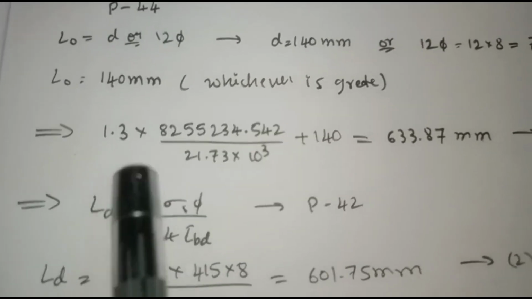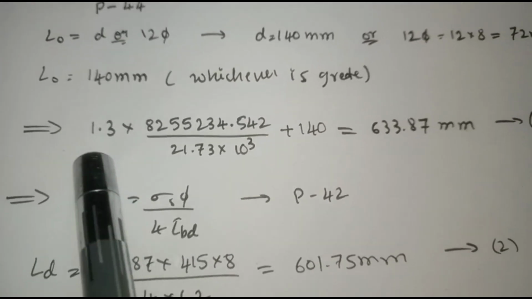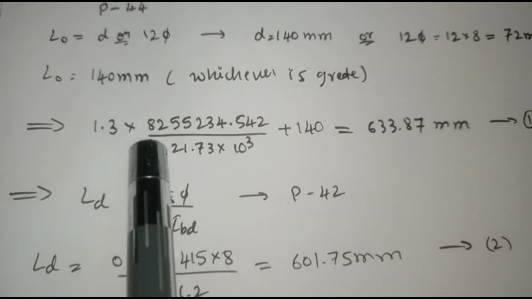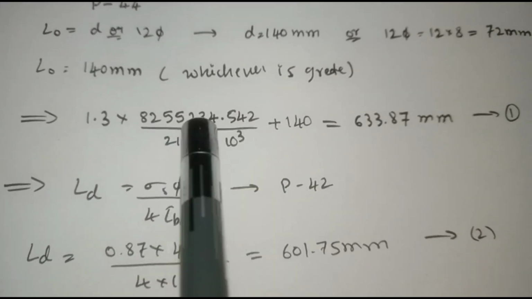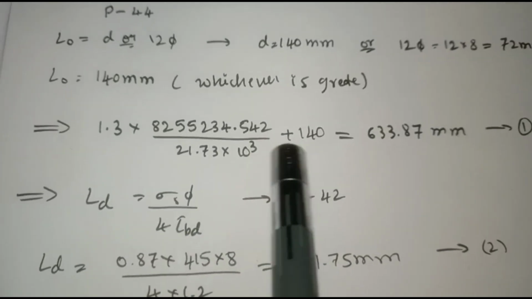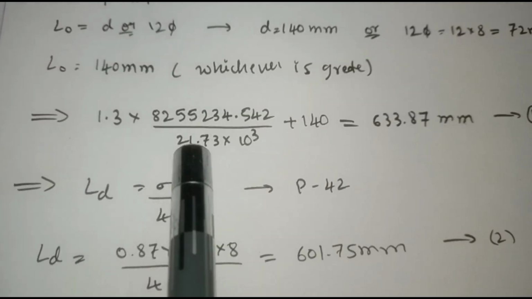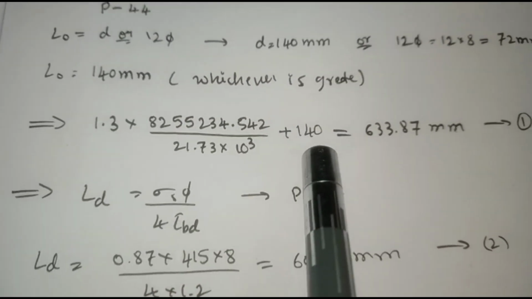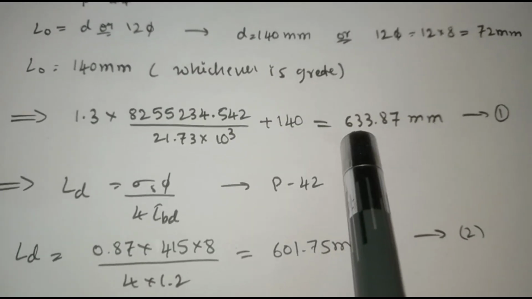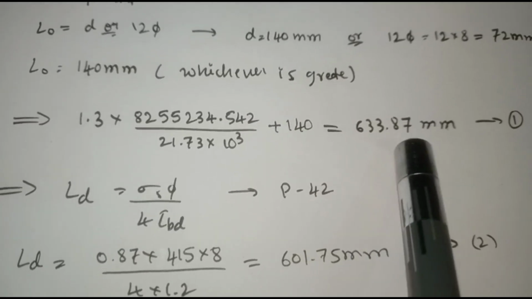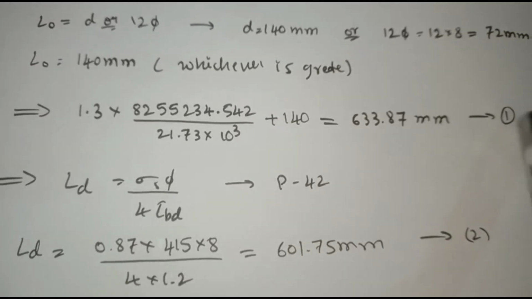Now substitute all the values in the equation, that is 1.3 into M1 divided by V plus L0. So the 1.3 into M1 value we got was 8255.234.542, divided by the V value we got, which was 21.73 into 10 to the power of 3. The L0 value we just got was 140. By simplifying, the answer will be 633.87 mm. Call it equation number 1.